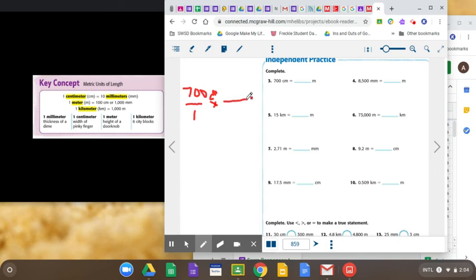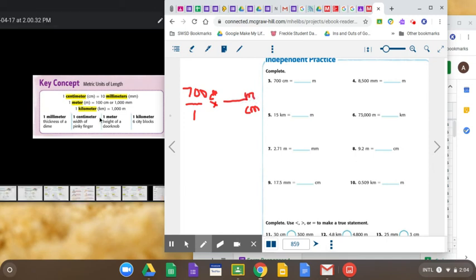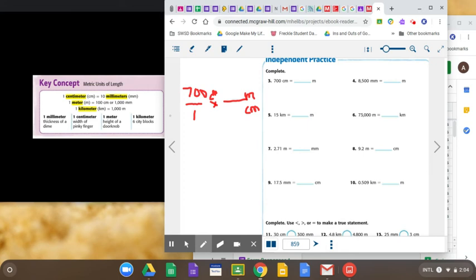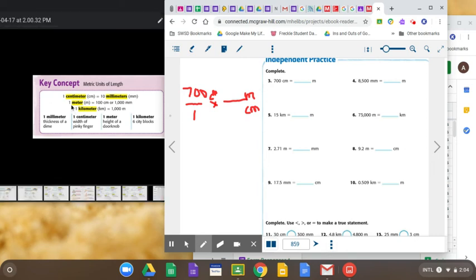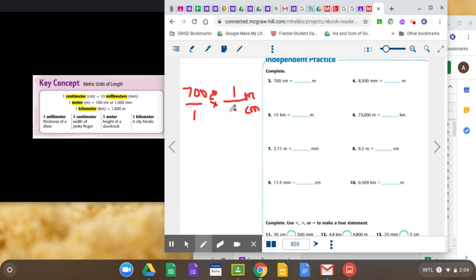So you're cross canceling. The centimeters are going to go down here because the centimeters are up here. And then the other thing that you're figuring out in this problem, it's meters. So you're going to put the M right here. Then you're going to go to the conversion chart and find out how many centimeters are in a meter. Right here, it says 1 meter equals 100 centimeters. So I'm going to put 1 here, and I'm going to do 100 down here.